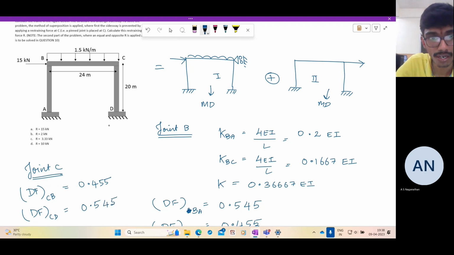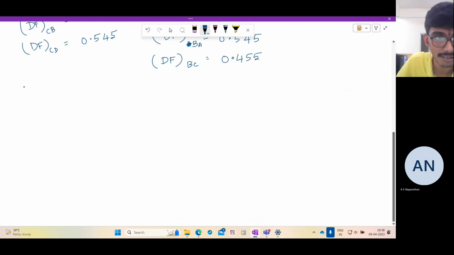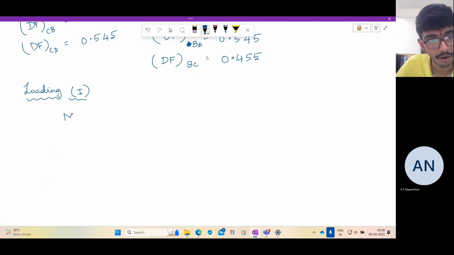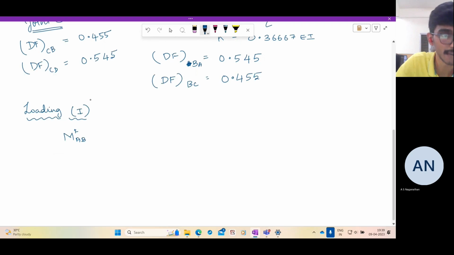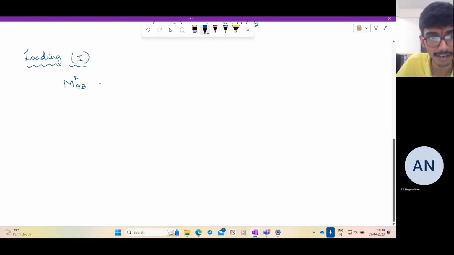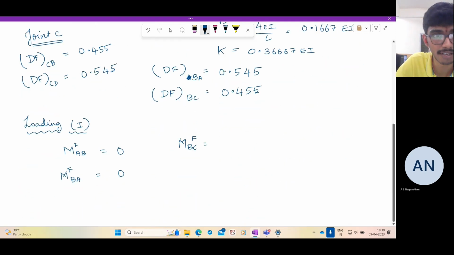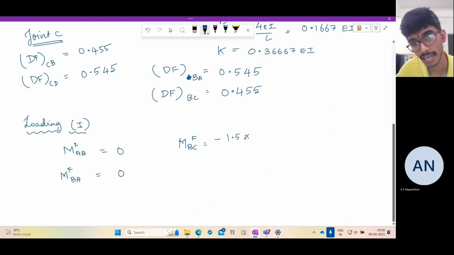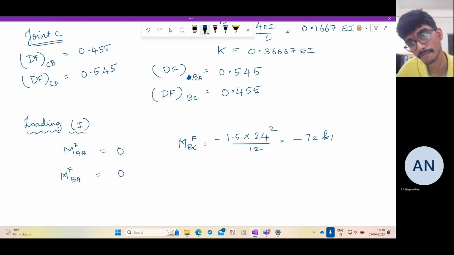The next step is to determine the fixed end moments. So first, let us consider structure 1. For structure 1, the fixed end moments are as follows. What is MABF? There is no loading in the span AB, so the fixed end moment in this joint is 0. What is MBAF? MBAF is also 0. MBCF is, as usual, minus WL squared by 12. So it is minus 1.5 into 24 squared by 12, which is minus 72 kilonewton meter.